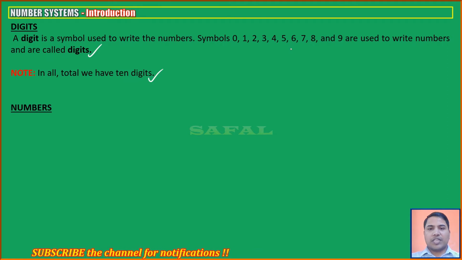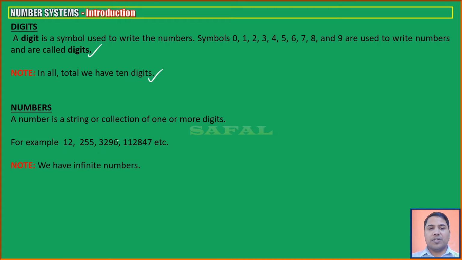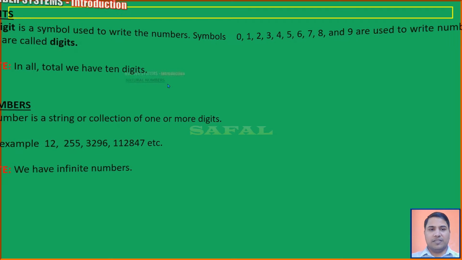Now if we are talking about numbers, numbers are basically a string or collection of digits. So if we take one or more digits together, we get numbers. For example, 12, 255, 3296. Here we have taken one or more than one digits together. Now if you see the count of numbers, we have infinite numbers. So that is the very basic difference between digits and numbers. Now let us see how numbers are classified.